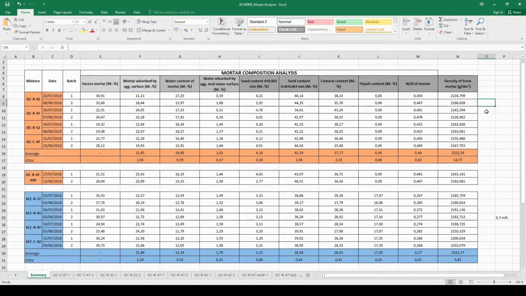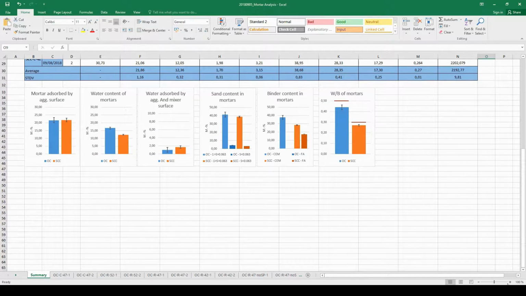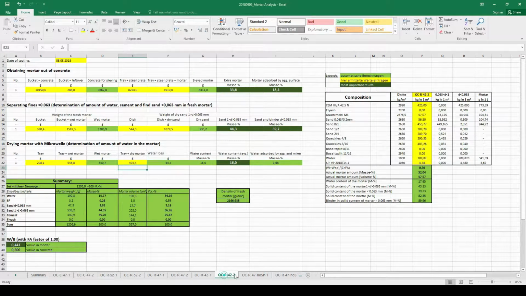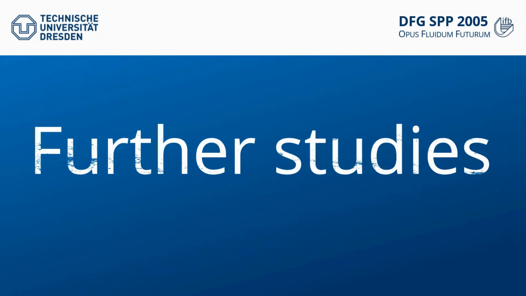Analyzing the result will help us to link particle migration, lubricating layer, the rheology of concrete and mortar, and finally the pumpability all together.